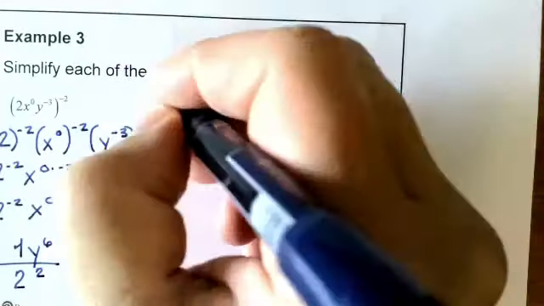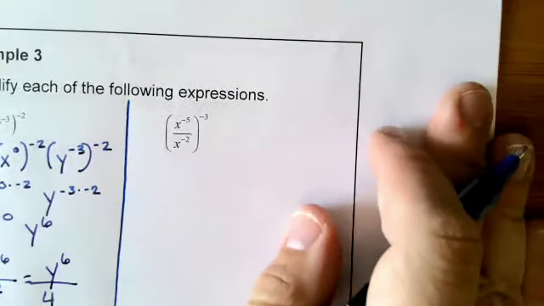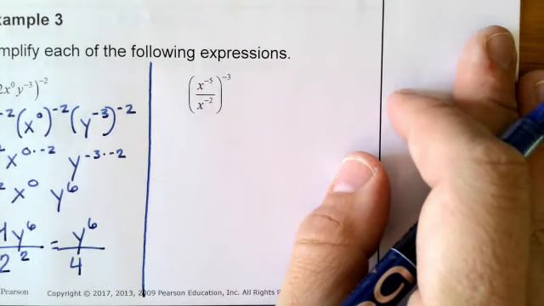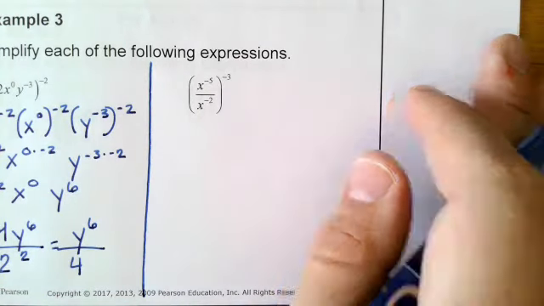Okay. And the other one, x to the -5th to the -3rd over y to the -2 to the -3rd.